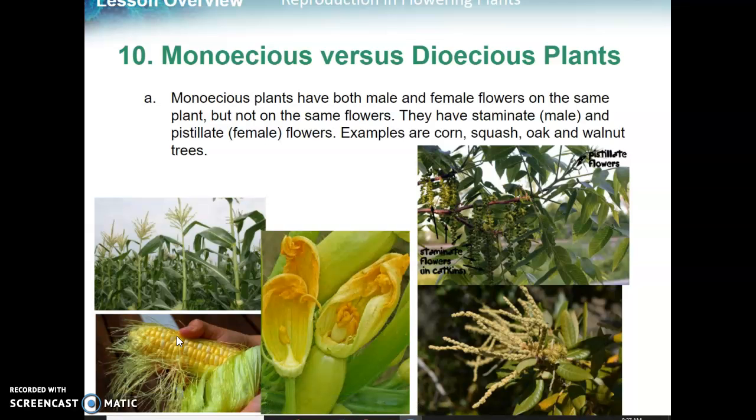So I've introduced you to a few new terms today. Complete versus incomplete. All four parts of the flower is complete, missing at least one's incomplete. Perfect versus imperfect. Perfect has male and female stamen and pistils. Imperfect's missing one of the two. Dioecious plants that have male plants and female plants with male flowers and female flowers on separate plants, and monoecious plants that have both male and female on the same plant.